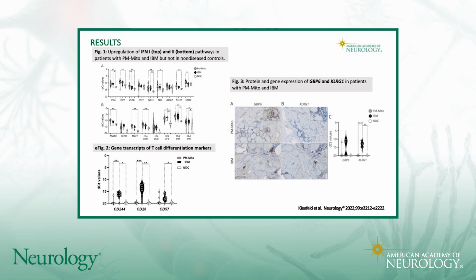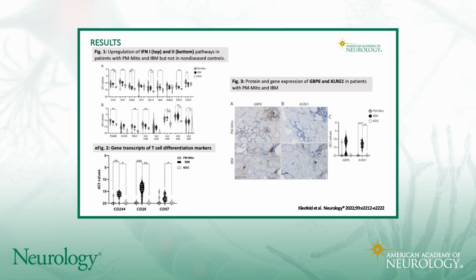It is not shown in the slide, but they also see that genes that are related to the activation and proliferation of the T cells are also very similar in terms of expression in patients with inclusion body myositis and patients with PM-Mito when they compare with the control. So these are the common genes that they see with these 2 groups.